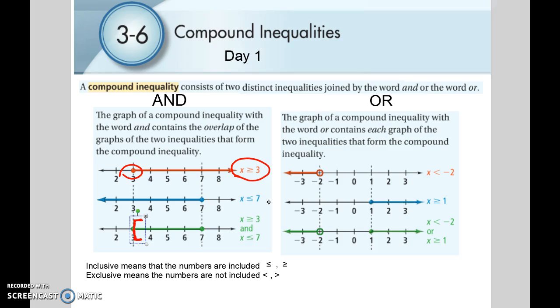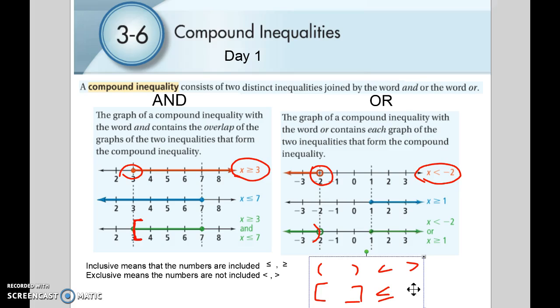And then if you look at this one over here, x is less than -2, you're saying that -2 is not included, which is why you have an open circle. Instead of doing that, I would like you to do a parentheses. So parentheses mean less than or greater than, and brackets mean less than or equal to or greater than or equal to. Another thing that you need to know is what inclusive and exclusive mean. Inclusive means that the numbers are included, so greater than or equal to, less than or equal to, and exclusive means the numbers are not included, so greater than or less than. You're going to see these words more in word problems. You just need to remember what they mean.